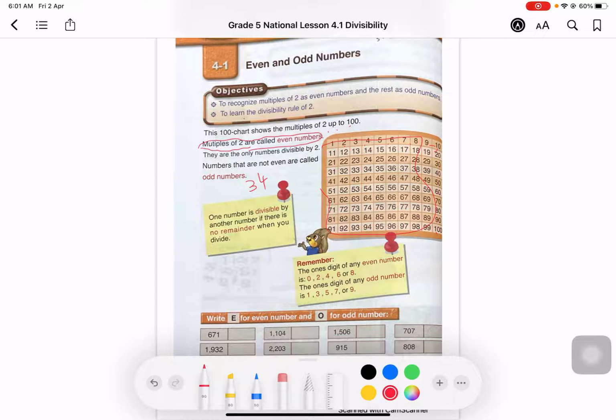They are the only numbers divisible by 2. Numbers that are not even, what do we call them? Odd. So numbers are either even or odd. If they are not even, they are odd. One number is divisible by another number if there is no remainder when you divide.